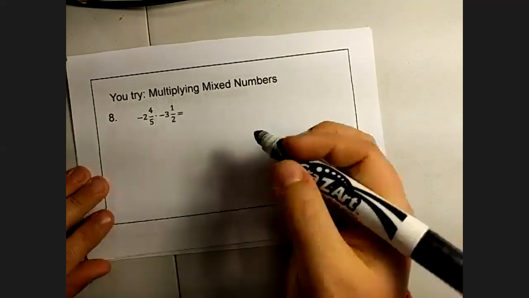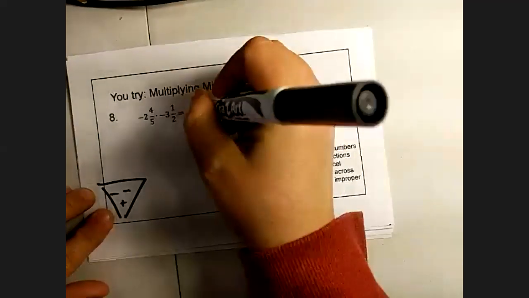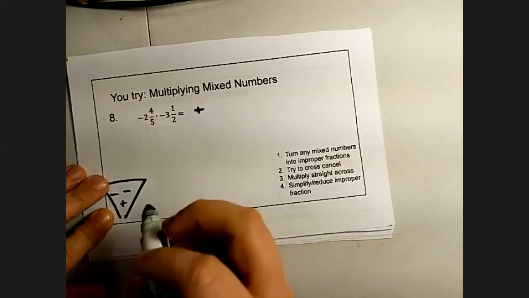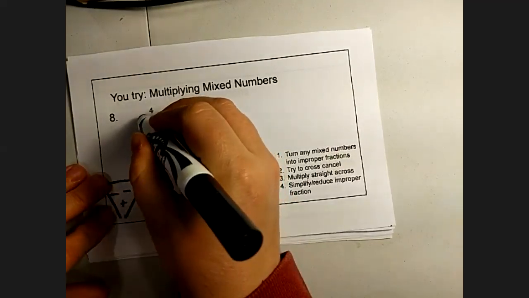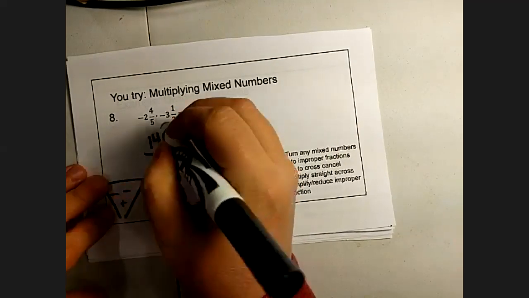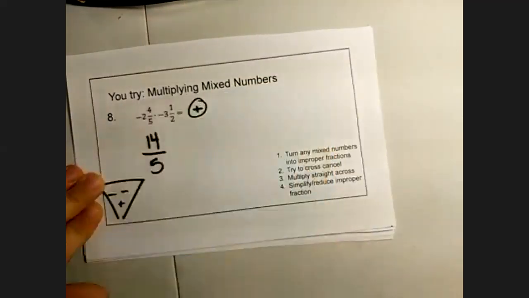Last multiplying question here. I see 2 negatives, and I know 2 negatives are going to go ahead and make me a positive. So I'm just going to write a plus sign there because I know my answer is going to be a positive. I'm going to make these improper. 5 times 2 is 10, and 4 is 14. So 14 over 5. Now notice I'm dropping the negative here because I've already identified that my answer is going to be a positive.